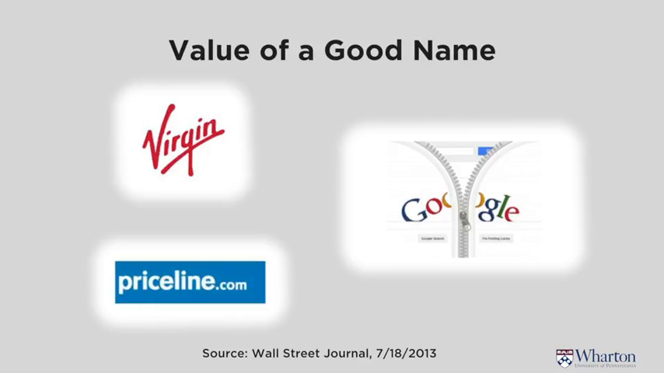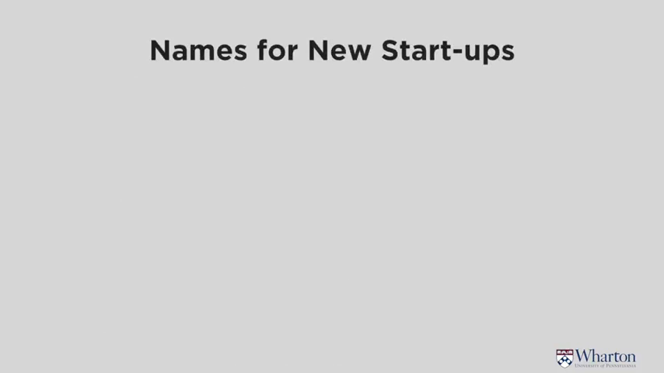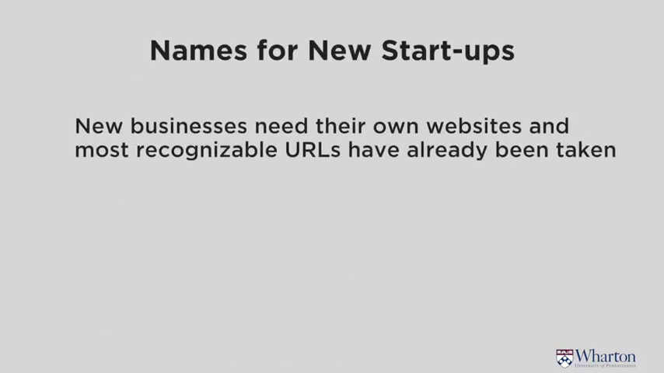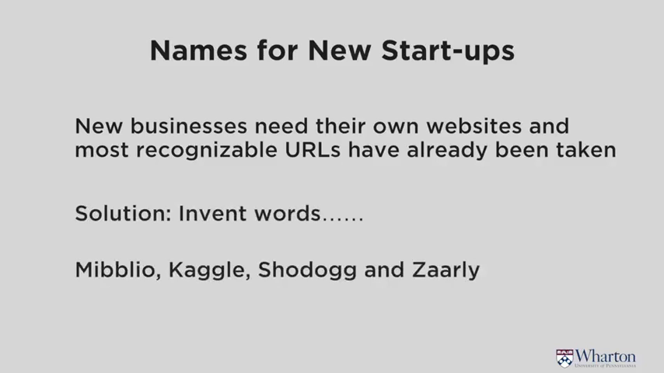But these are all fairly new brand names that have been very, very successful. When you look at new startups now, a lot of the trend in the new startups, and there was a recent Wall Street Journal article about this, is that the new startups are making up brand names. And so a lot of the new businesses come up with brand names that are just these invented words like Miblio or Kaggle or Showdog or Zarly. You don't even know how to pronounce some of these words.